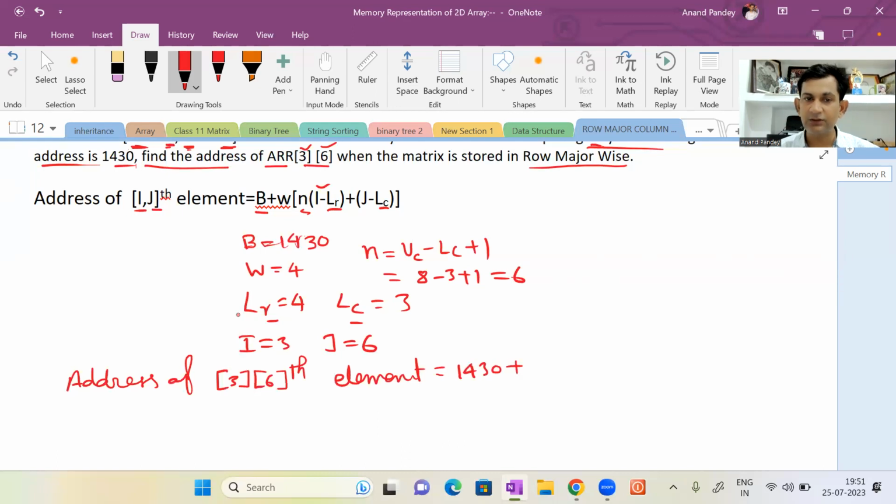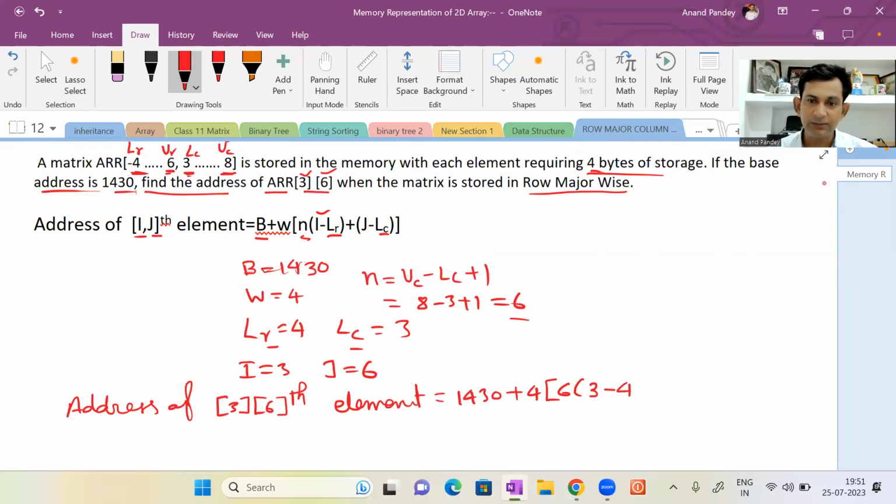1430 plus the value of W, which is 4, in square bracket. The value of N we have 6 in bracket. I, the value of I is 3 minus LR. What is the value of LR? 4? Is it 4 or minus 4? Let me check. It's minus 4. Sorry, the value of LR is minus 4. So minus 4 means 3 minus 4. Okay, then plus.